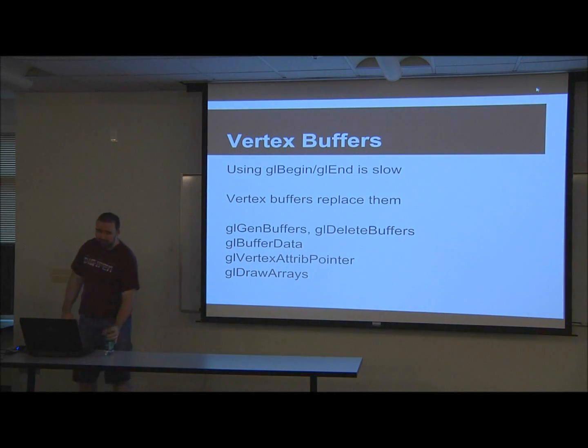All right, so the point of a vertex buffer is that GL begin and GL end are kind of slow. And if you think about it, it's not surprising. Like if you want to draw 1,000 triangles, you have to call GL vertex for each vertex of each triangle. So that's what, 3,000 calls for 1,000 triangles? It's a lot of function calls, right? It's just the way that it's kind of designed.